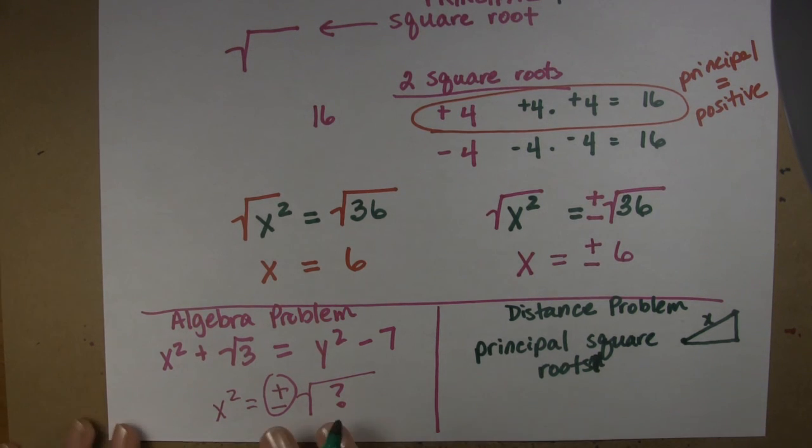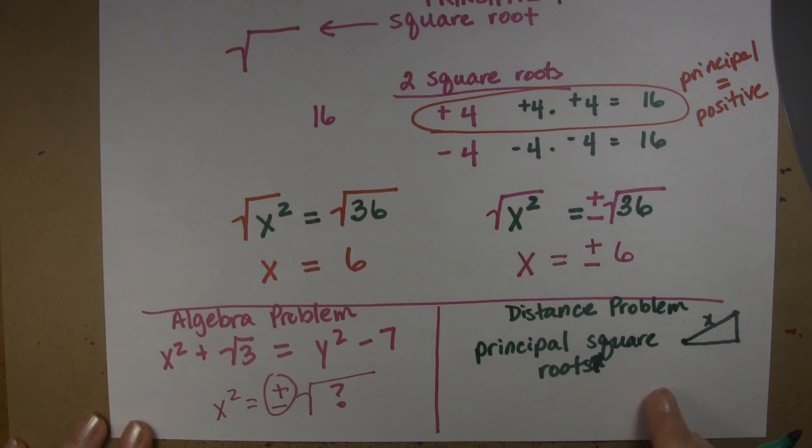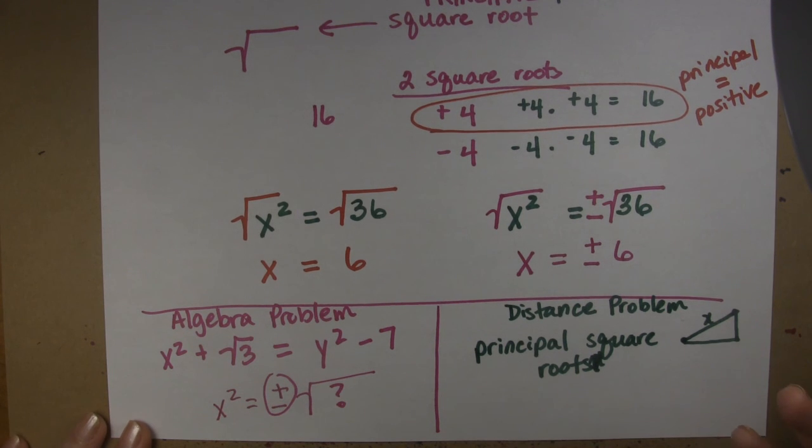So, if you are doing just a number crunching algebra problem, make sure you put that plus or minus in front of your square root sign. If you are doing some sort of geometric problem where you're measuring a specific line or distance, then you need to focus on just the principal square root, because it doesn't make any sense to have a negative answer.